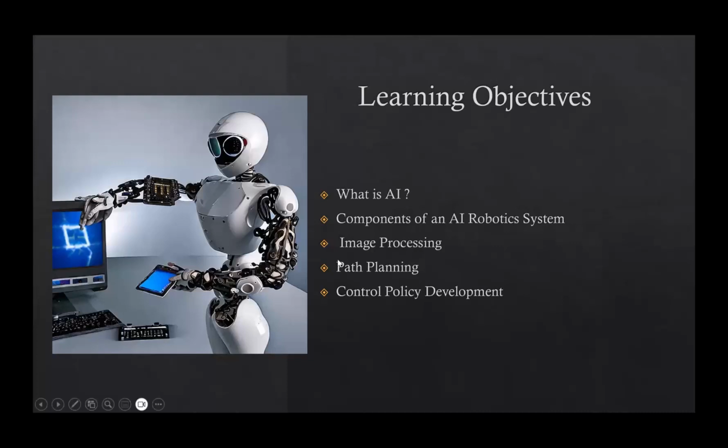And in addition to image processing, we're going to talk about path planning. Unfortunately, we're not going to be able to implement this today, but we will talk briefly about control policy development. Once we have our path planned, what do we actually do to turn that into things the robot can understand as actions?